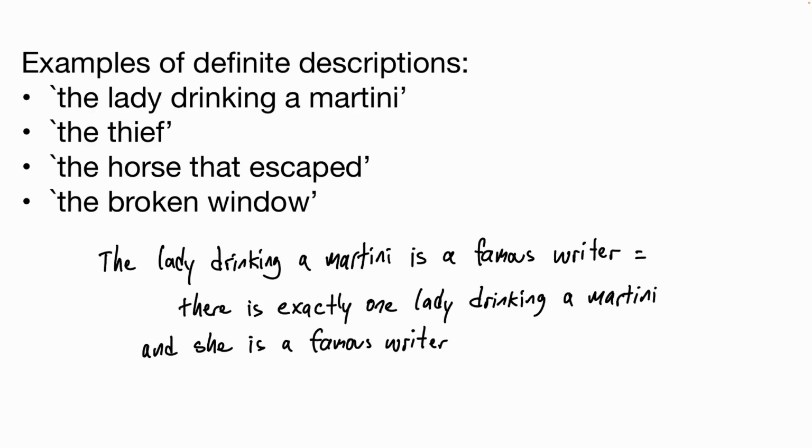Now, Russell's view about what we're saying when we say the lady drinking a martini is a famous writer is actually controversial, but it's our best option for translating those types of statements into the formal languages that we're working with. So for our purposes going forward, we're going to assume that Russell's theory of descriptions is correct. We're going to assume that he's right about what we're saying when we say the lady drinking a martini is a famous writer. And we'll just work on translating those types of statements under the assumption that Russell's theory of descriptions is correct.